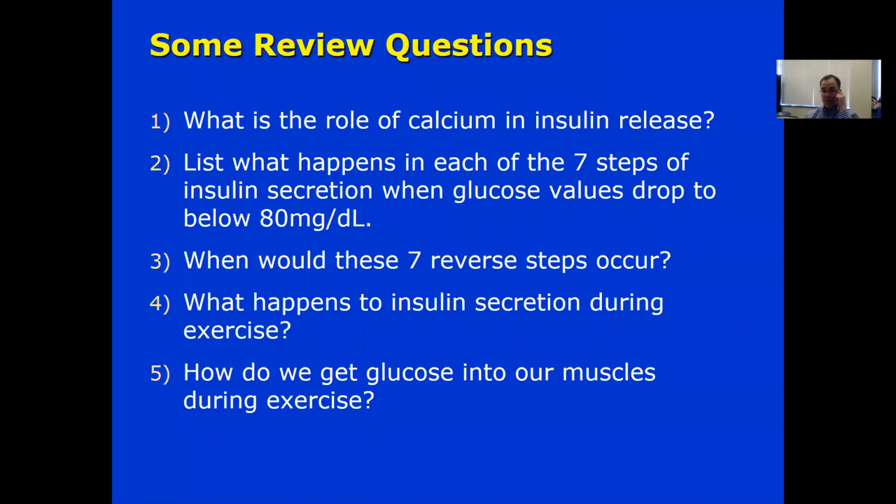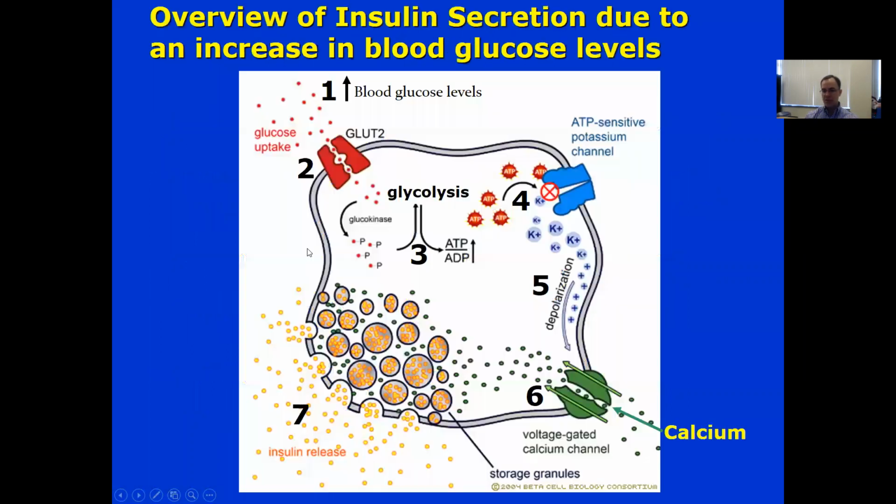Number 2, list what happens in each of these 7 steps of insulin secretion when glucose values drop to below 80 milligrams per deciliter. So when would these 7 reverse steps occur? Well, they would occur in between meals. So in between meals is when your blood sugar levels would drop below 100 and be at your normal resting in-between-meal levels. So what would happen to these 7 steps?